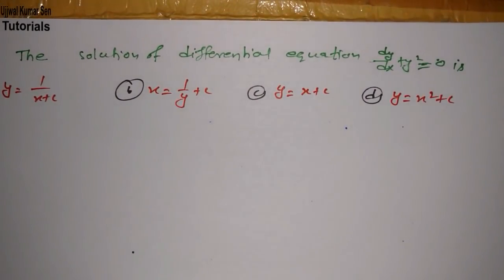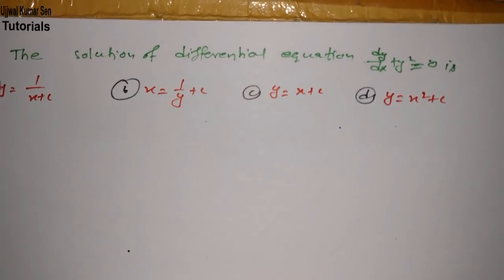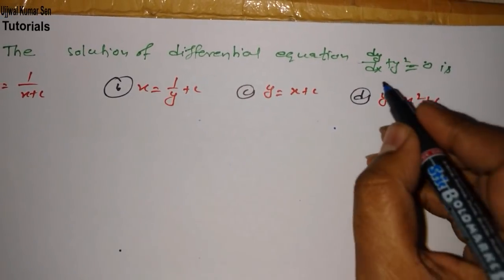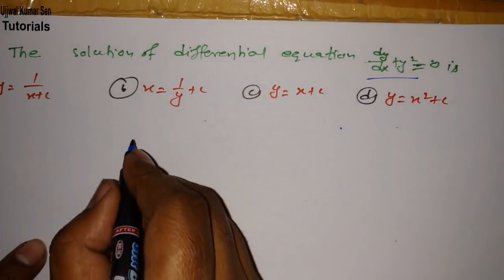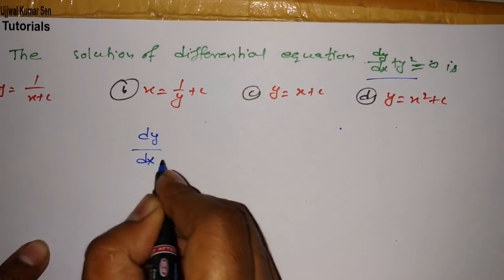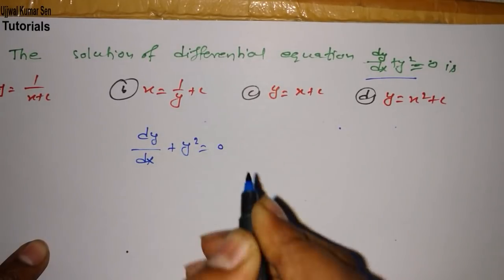Mathematics. Okay, in this problem we are given a differential equation and we have to find its solution. We just have to apply the variable separable concept and find the answer. Alright, so let's go for it: dy by dx plus y square equal to 0.